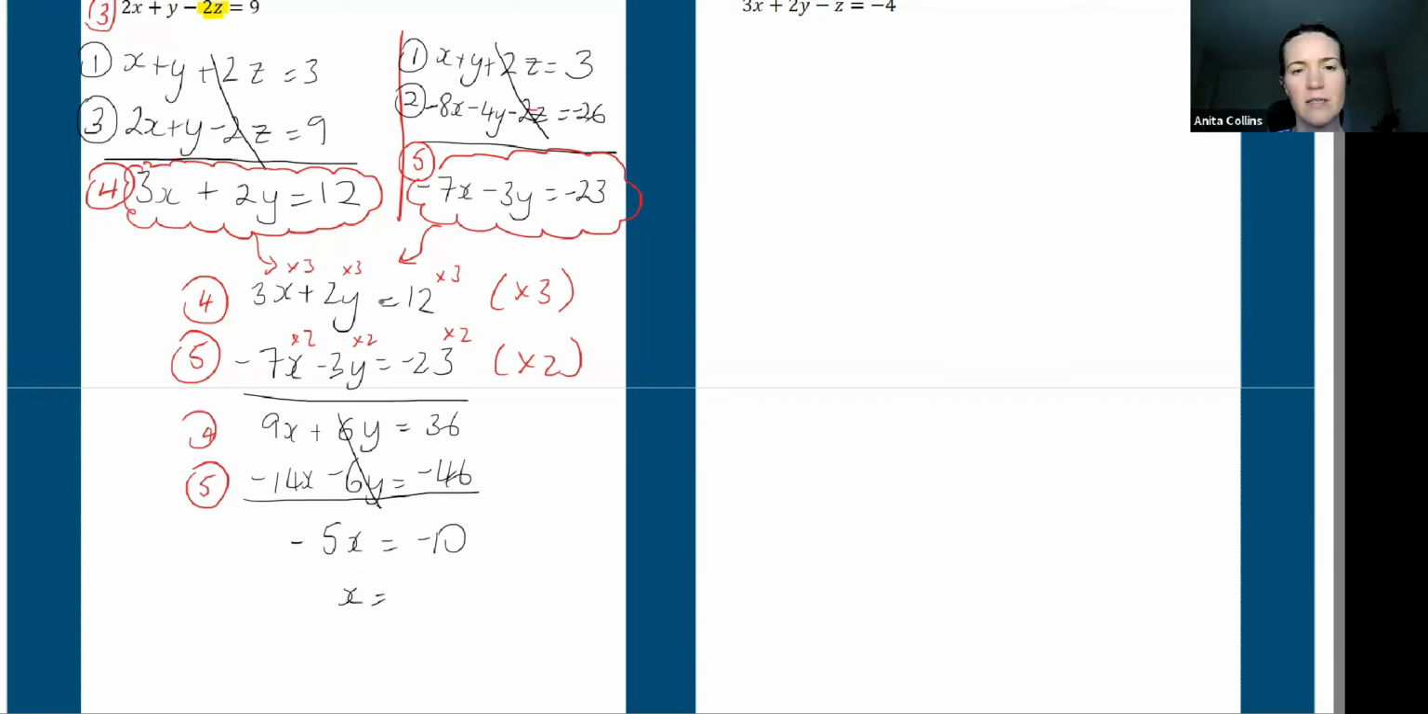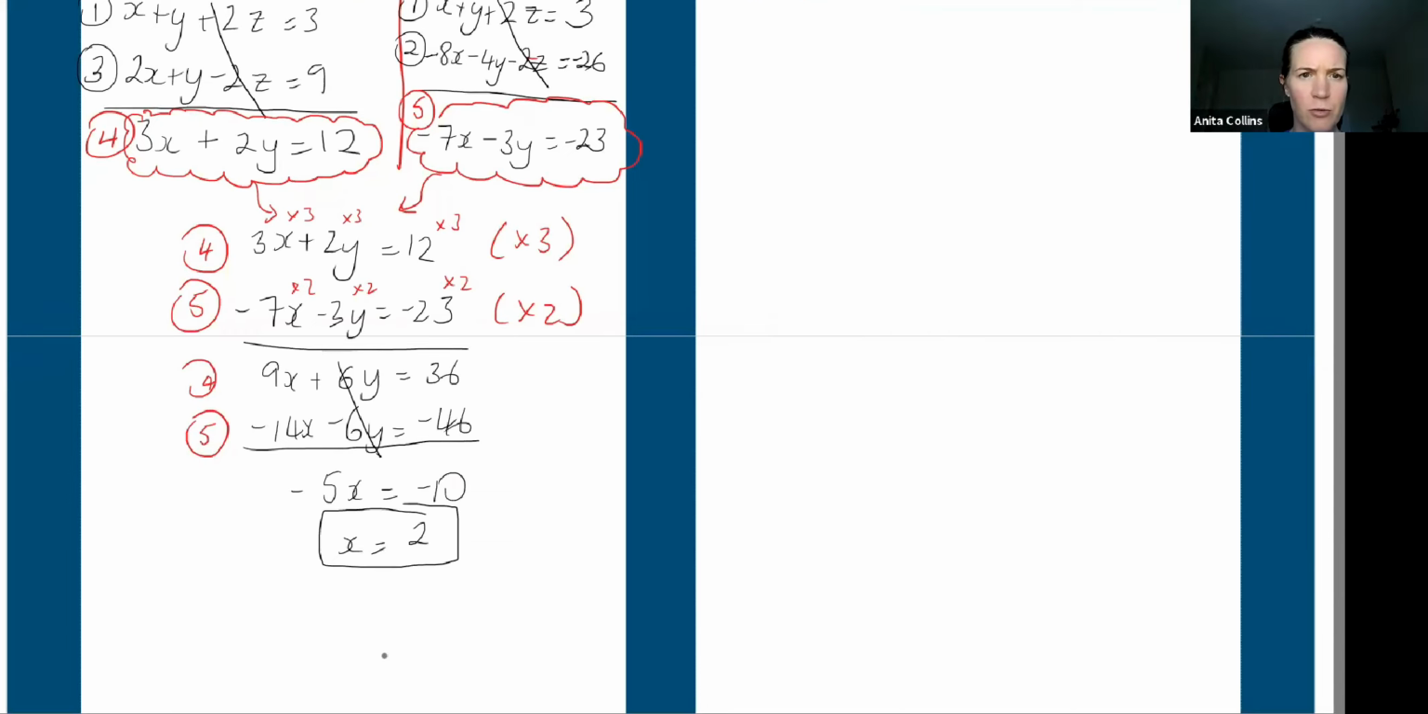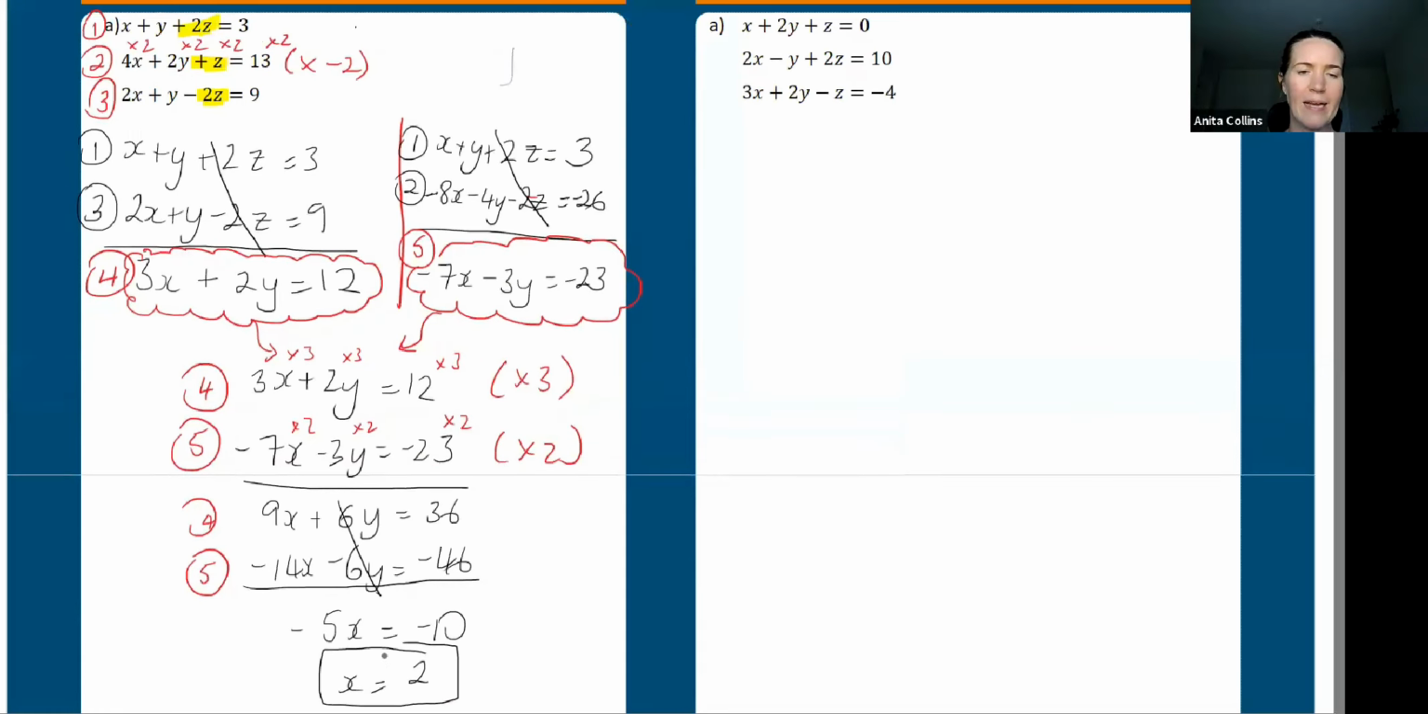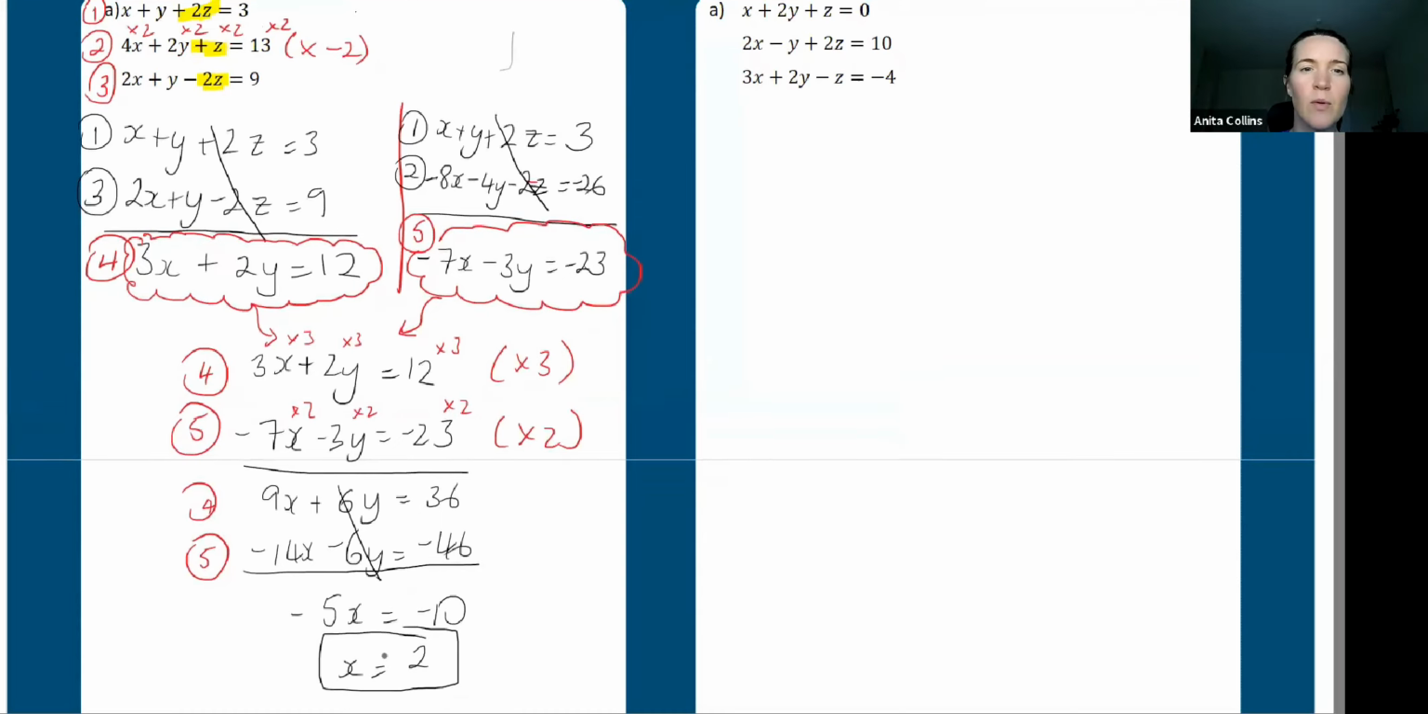So the fact that this is working out so nicely kind of gives me hope that I haven't made a slip. Your answer won't always be neat, but when it does work out neat, it's a good indicator that you're on the right track. So now what am I going to do? I've got x. I need to find y and z. Now, if I were to sub x into equations 1, 2, or 3, I would still have 2 unknowns, y and z. So that's no good. It's not going to move me forward. If, however, I sub x into equations 4 or 5, I'll just have y. So that will allow me to solve the equation then and find what y is.